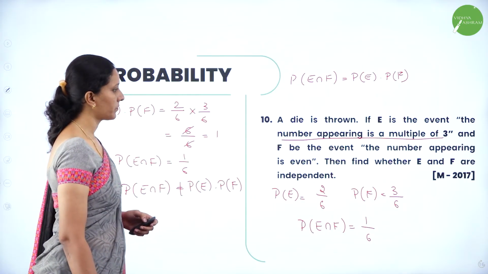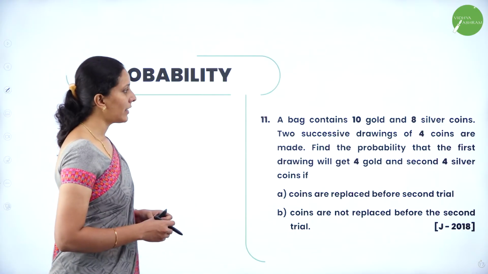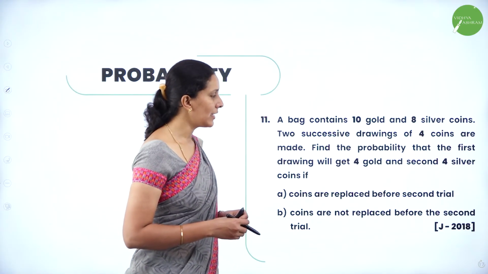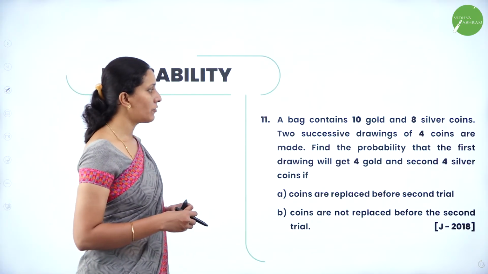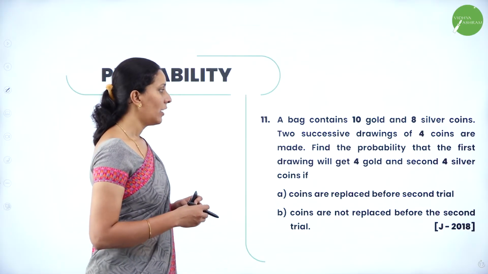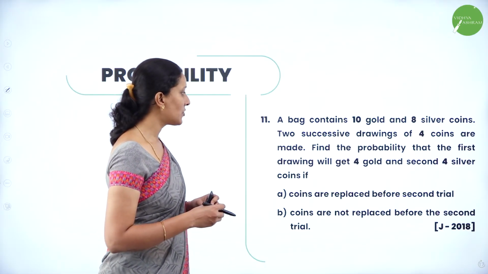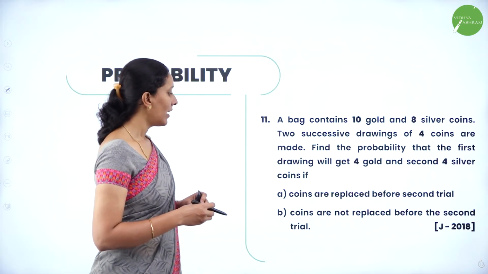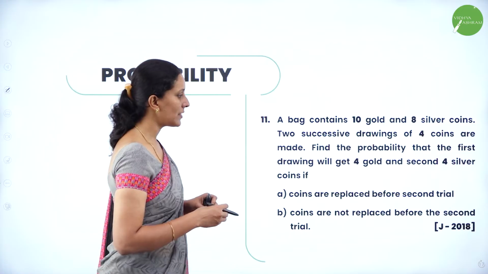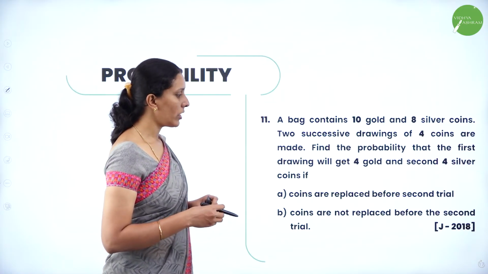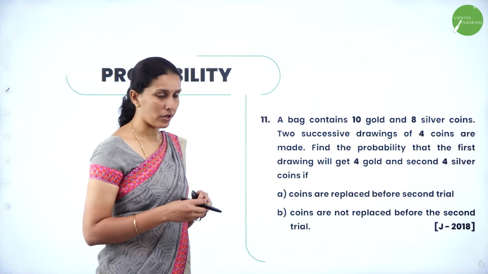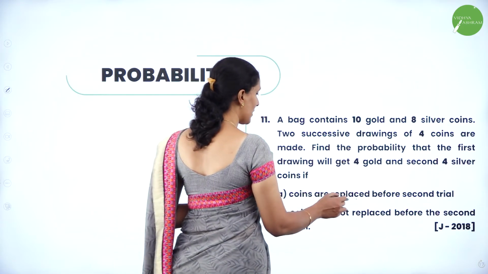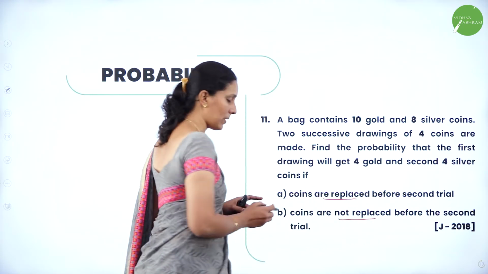Next, a bag contains 10 gold and 8 silver coins. Two successive drawings of 4 coins are made. Find the probability that the first drawing will get 4 gold and the second 4 silver coins, if the coins are replaced before the second trial, and if the coins are not replaced before the second trial. So this is with replacement and this is without replacement.